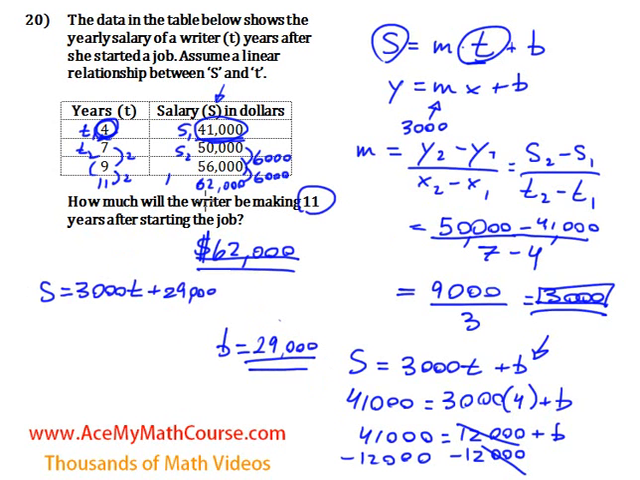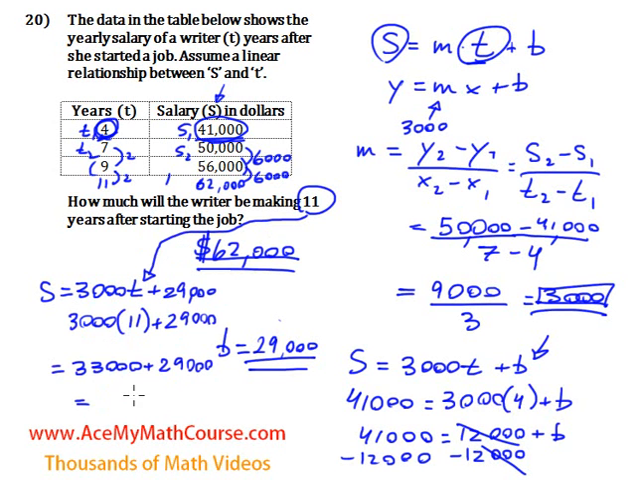How much will the writer be making 11 years after starting the job? Well, to find out the proper way, I can plug in the 11 for T. So 3,000 times 11. 3,000 times 11 is 33,000. 33,000 plus 29,000 is 62,000. So that's it.